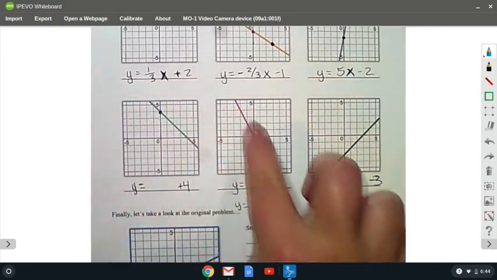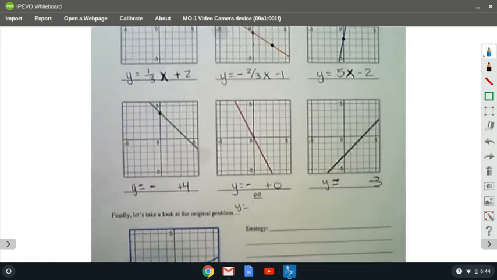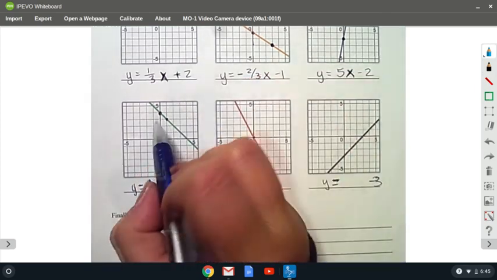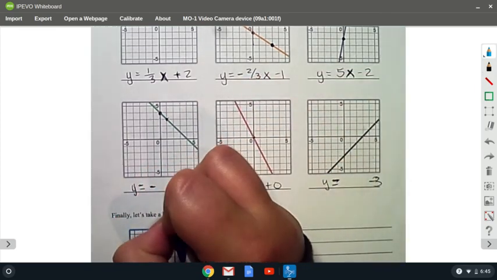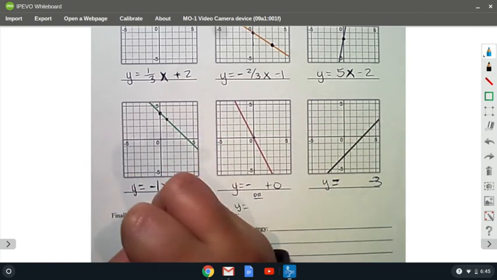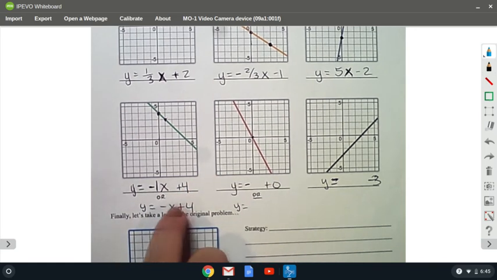This one is definitely a negative slope. It's going downhill. Same with this one. So I'm going to go ahead and put a negative in both of those. My next definitive point is very close, so I'm going down 1 over 1. So that's just -x, or you can put a 1 here if you wanted to. So my slope is just -1. You could put -1x plus 4, or you could put -x plus 4.